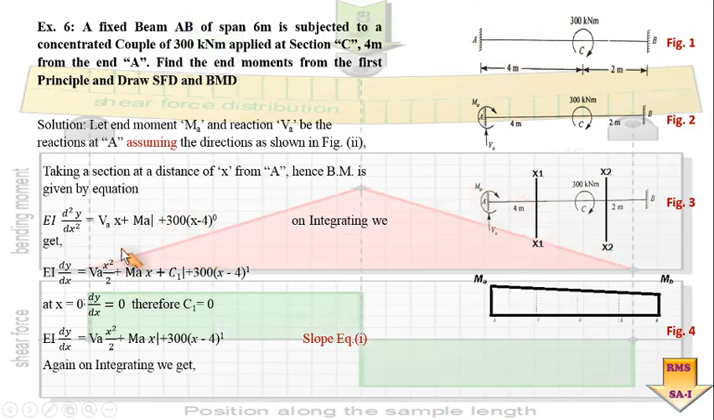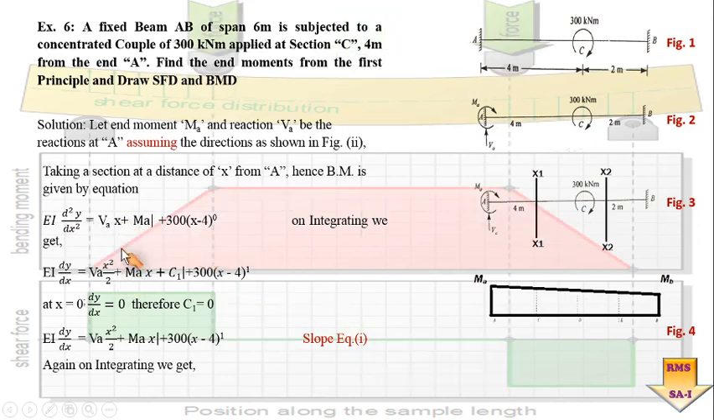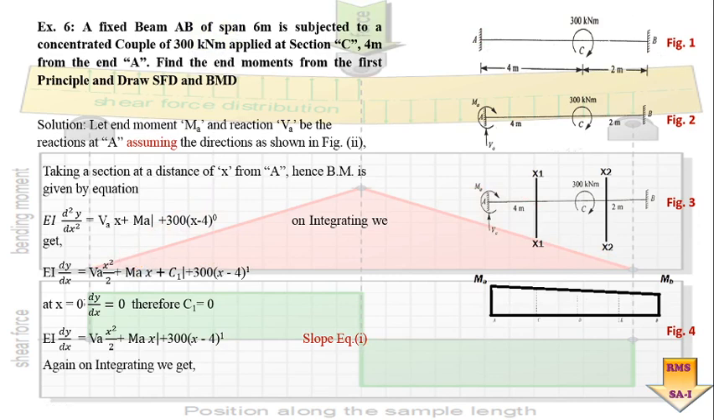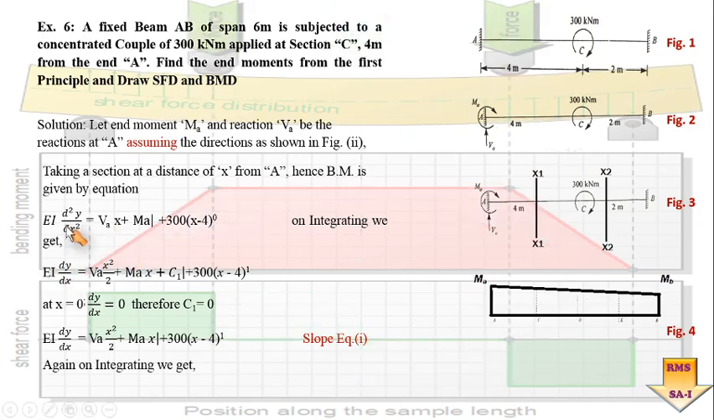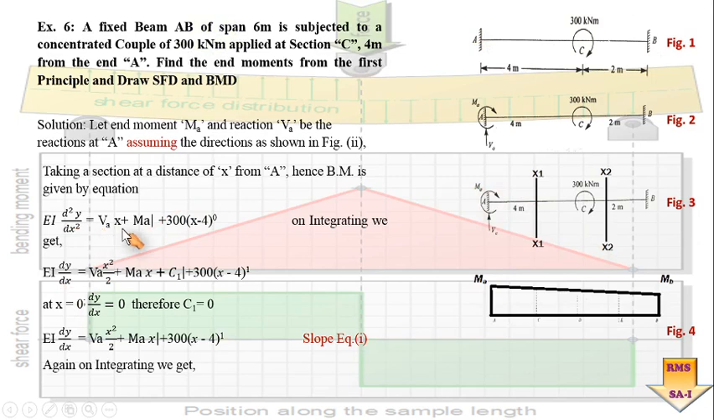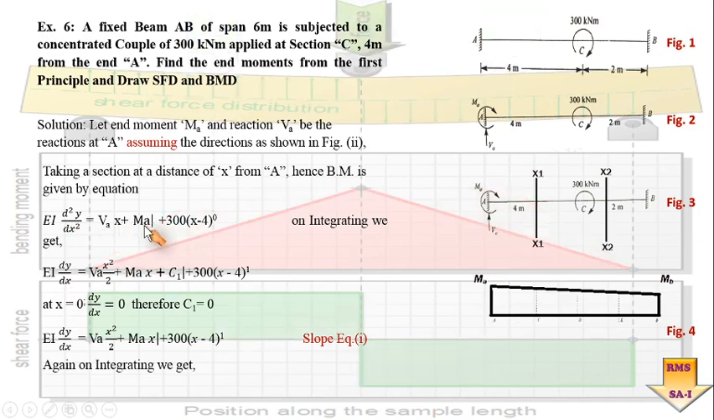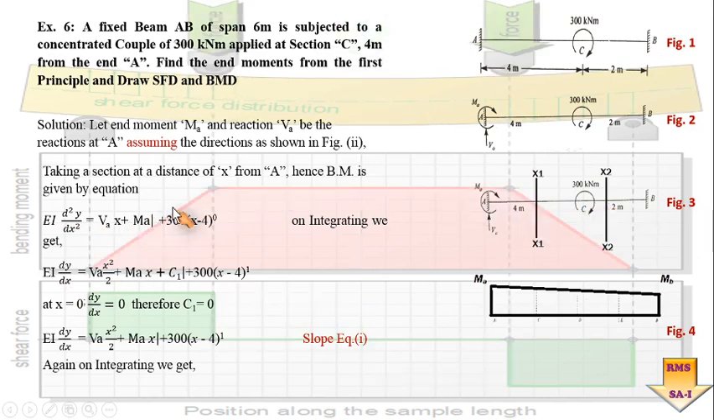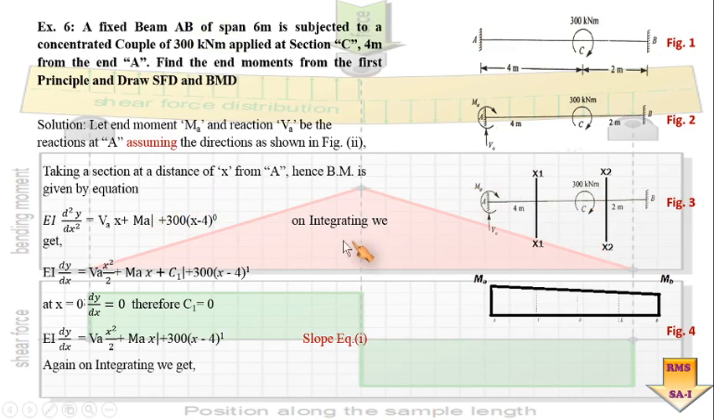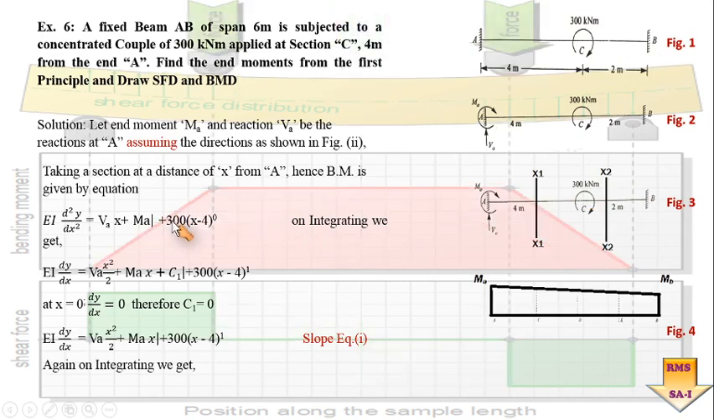Now in order to get the slopes and the deflection, we have to integrate it. So let us integrate it. EI dy by dx is equal to VA x square by 2 plus MA x plus C1, and on the second span where we have a couple, for that particular span again we will be integrating it.